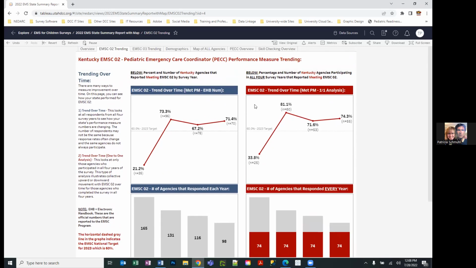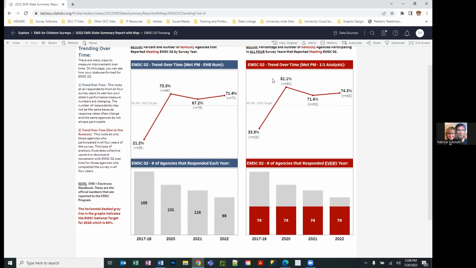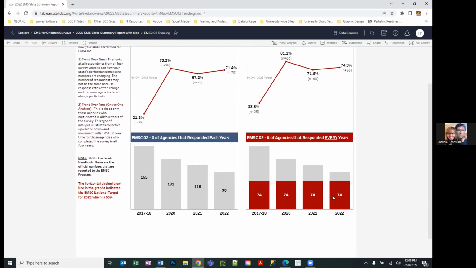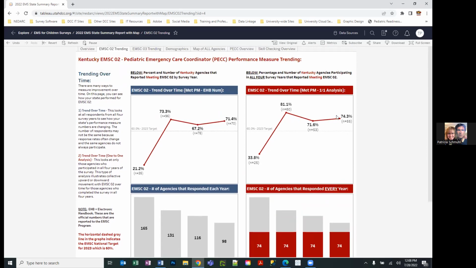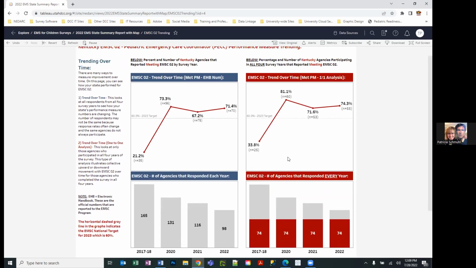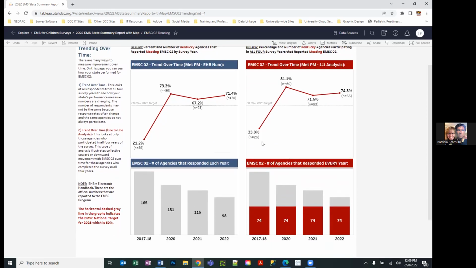Now over here on the red side is something that I consider to be more accurate, because we're looking at the agencies that participated in all 4 years. So these are your stellar agencies, and it'd be great to send them a thank you note, because they are supporting the EMSC program year after year. So 74 of her agencies take this survey every single year. You see sort of the same trend, but this is really more accurate in the sense that you're looking at a one-to-one analysis.